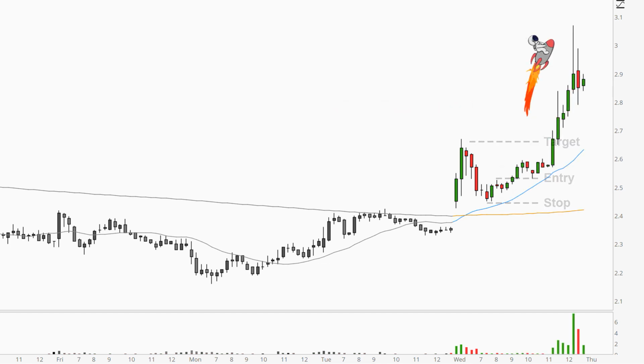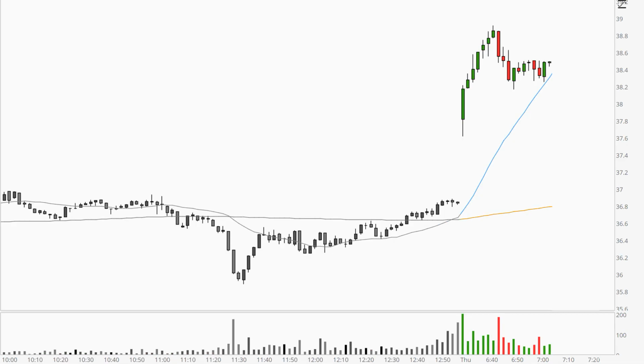But check out what it did. Pretty nice move. Here's one more. This is APA off the 2-minute chart. Now this one wipes out pretty much half the move with just 3 bars here. So a bit bearish on the pullback, pivots, but holds. Let that 20 MA catch up, entry, stop, and off it goes.